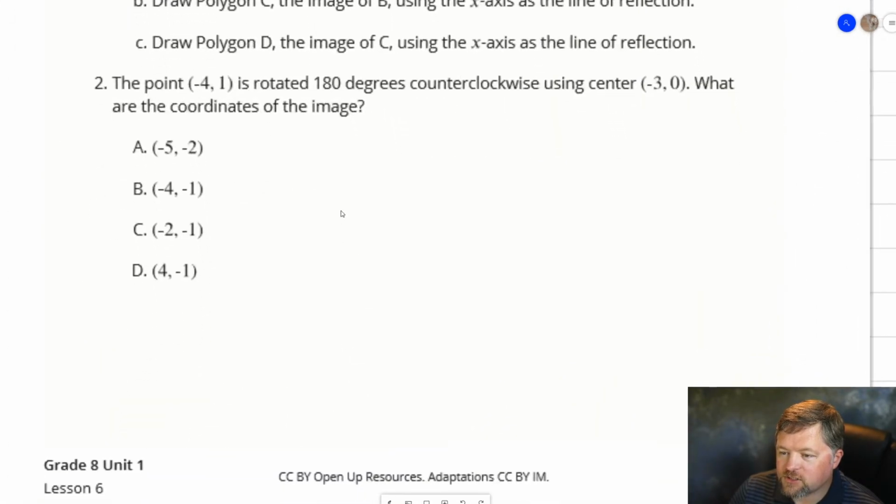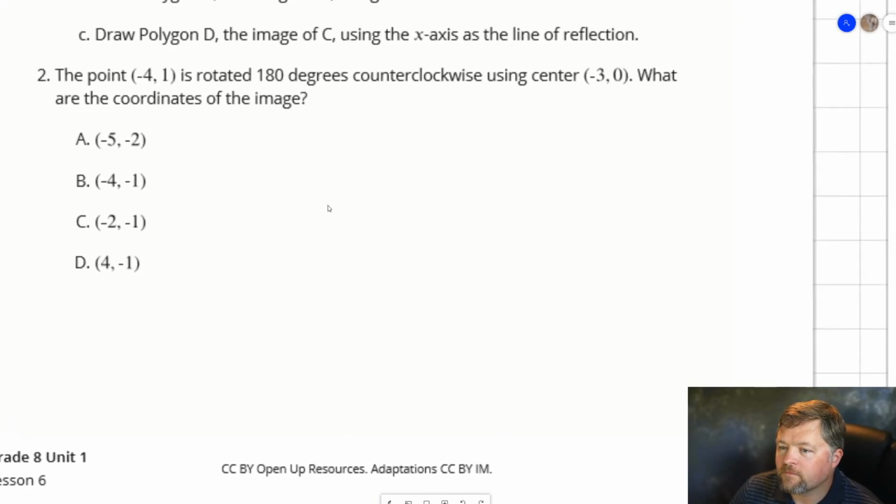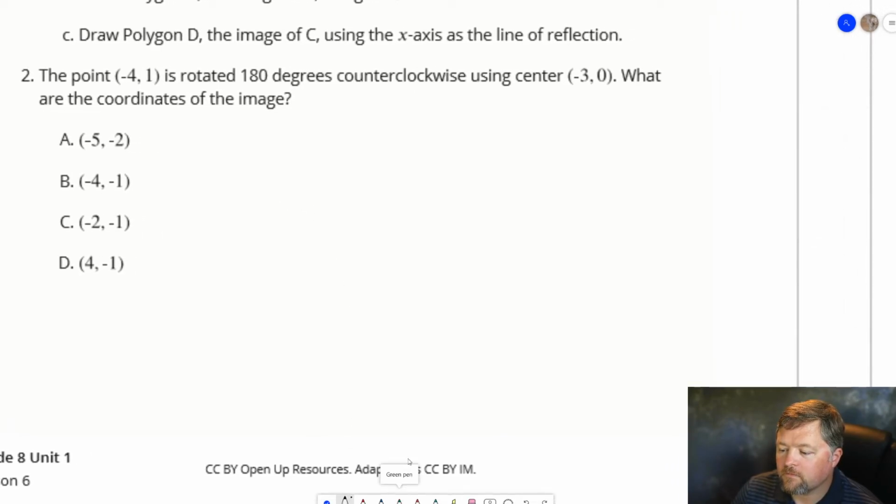Okay, our next question here. The point -4, 1 is rotated 180 degrees counterclockwise using center of -3, 0. What are the coordinates of the image? So, a rotation like this might be easier to visualize if we had a coordinate plane, I think. Well, then isn't it lucky that we have one right now?